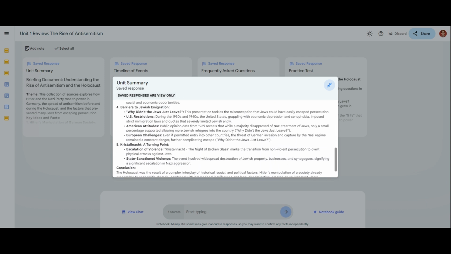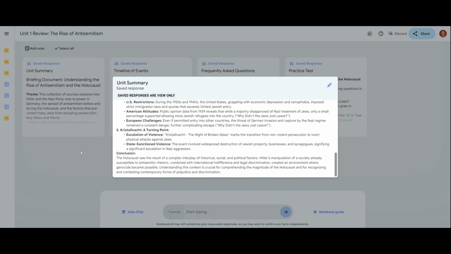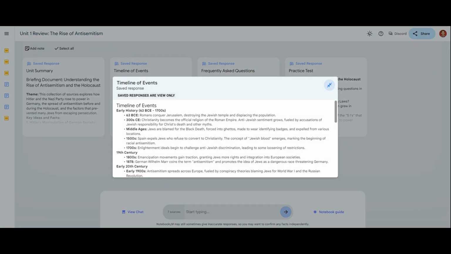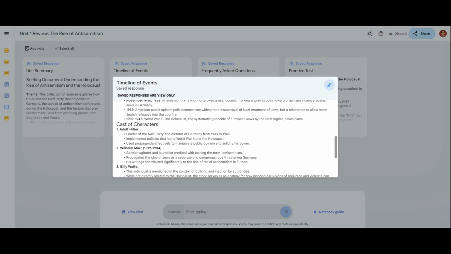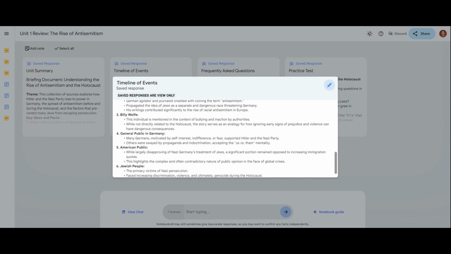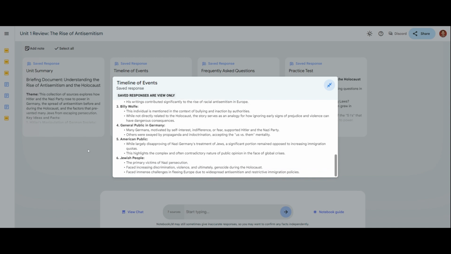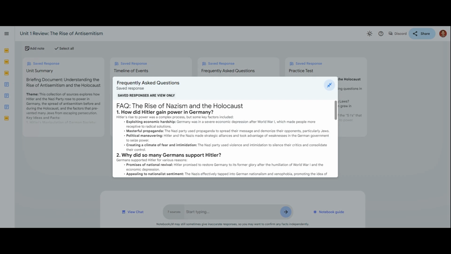And once you have gone through the unit summary and evaluated the conclusion, move on to the timeline of events and see how all the things you read about in the summary transpose into this timeline. You get to see the cast of characters as well, some of the key characters of what we learned about in this unit. Then move on to frequently asked questions.